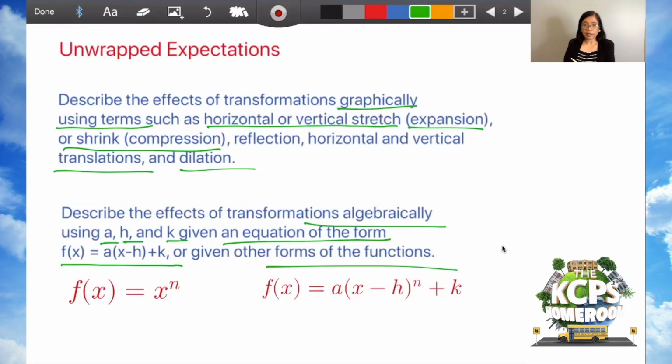In this case, we're actually looking at a parent function. Let's say f of x is equal to x to the power n. When n is 1, we have a linear function. When n is 2, we have a quadratic function, 3 cubic, and so on. Now what happens if we change the parameters and transform this into the form f of x is equal to a times the quantity x minus h to the power n, plus k? What will now be the effect of these a, h, and k parameters on the graphs of functions?